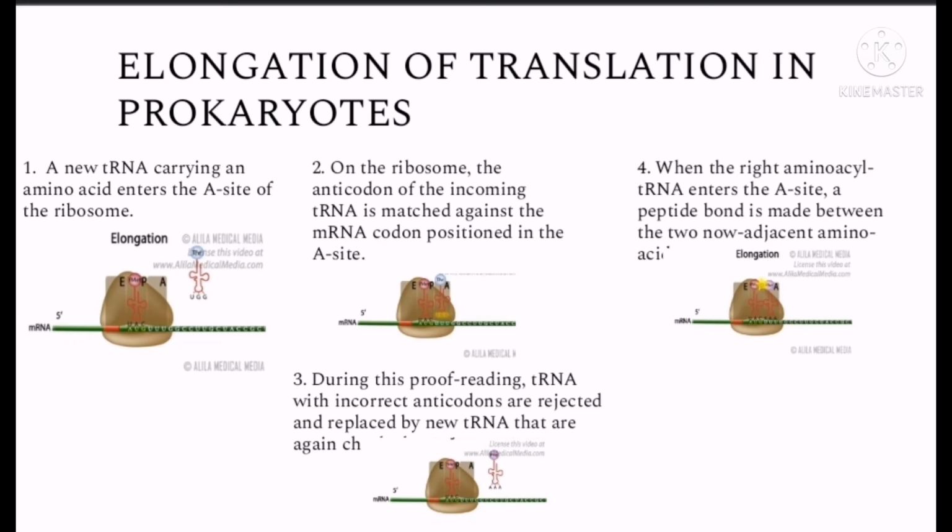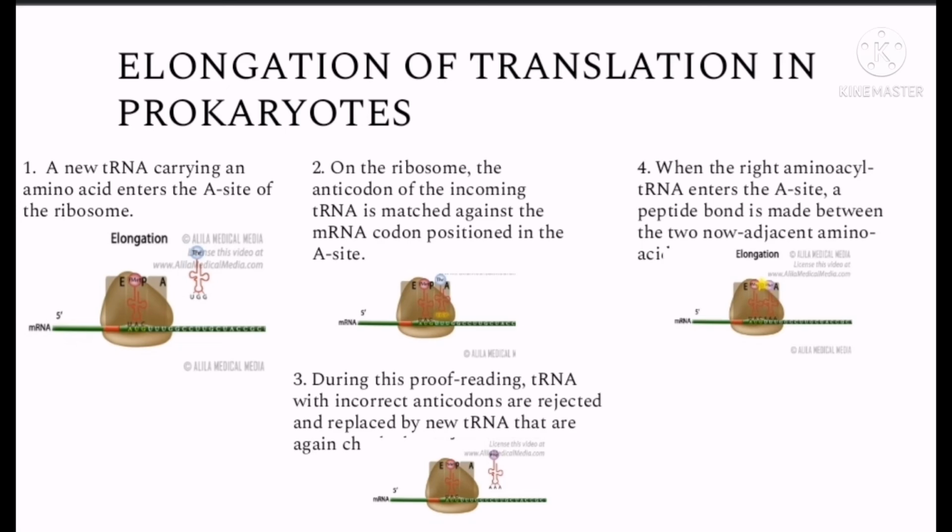As you can see in the picture, the new tRNA, which is now attached to the A site, has matched against the mRNA codon positioned under the A site. In the picture, the mRNA consists of triple U, and now that the new tRNA enters the A site, the anticodon of the new tRNA is matched to the mRNA's codon.